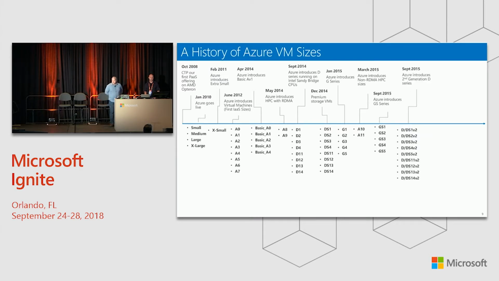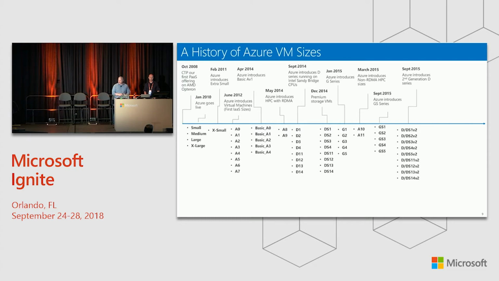Now then, September 2015. We see a lot of these things popping up in September. We introduced the next version of D series, and this moved us from a Sandy Bridge-based system to a Haswell-based system. Again, this is the first time that we actually had a simultaneous launch of the S and non-S variations of the size at the same time.